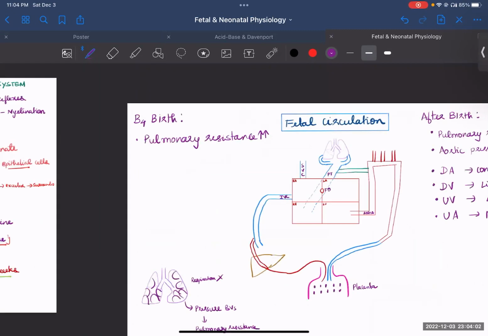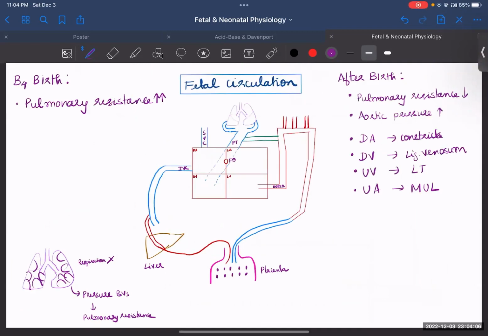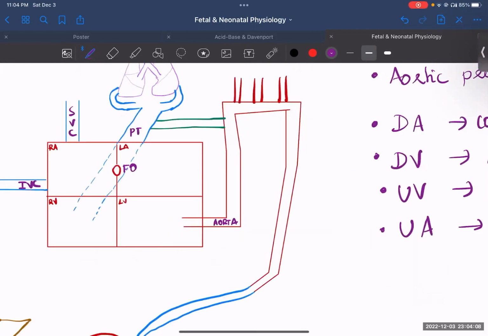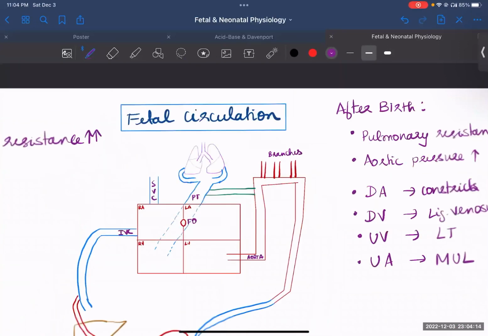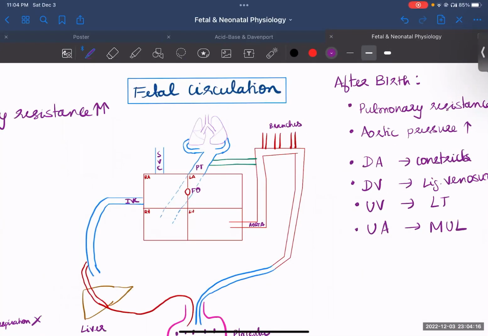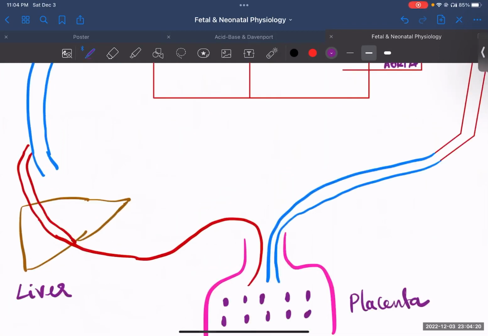Okay, and this, most of you should know, this is your liver. As I said, this is the aorta, this is the arch of the aorta, and these are the branches of the arch of the aorta: your brachiocephalic trunk, common carotid, and the subclavian arteries. Now, from this placenta, you have this vessel called your umbilical vein. Okay, there is one umbilical vein, and there are two umbilical arteries.